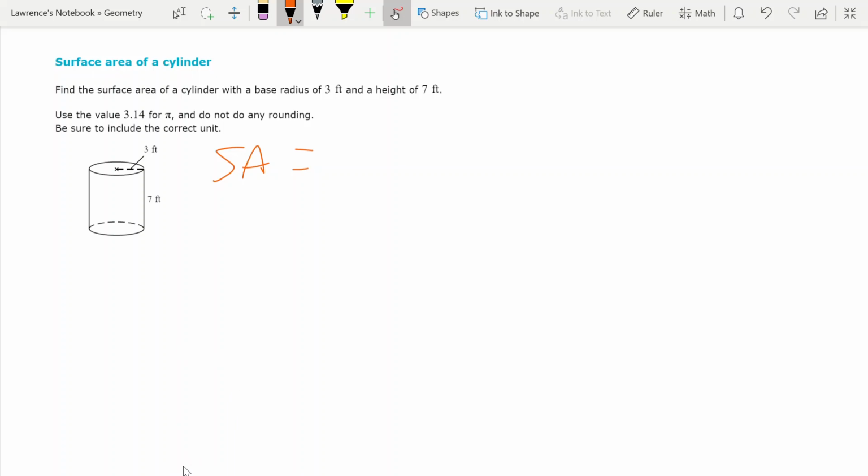So 2 pi r squared plus 2 pi h. I believe that's right. Let me double check. 2 pi RH, excuse me, I've got an R in there. 2 pi RH. There we go.